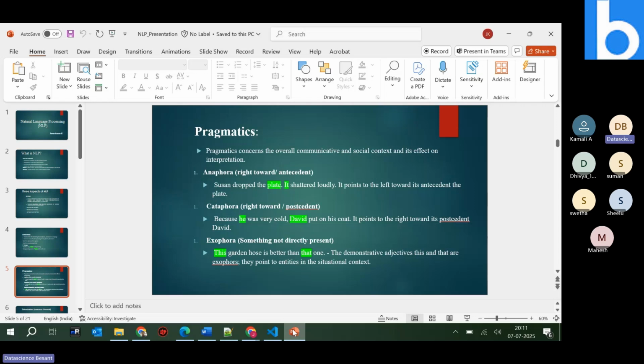Cataphora means first you describe the pronoun, then later tell what that pronoun is. Because he was very cold, David put on his coat. What is that he? That he refers to David. That is called cataphora. Next is exaphora. Exaphora refers to something which is not directly present. This garden hose is better than that one. We are not sure what that one refers to. So we are telling something which is not directly present. That is called exaphora.